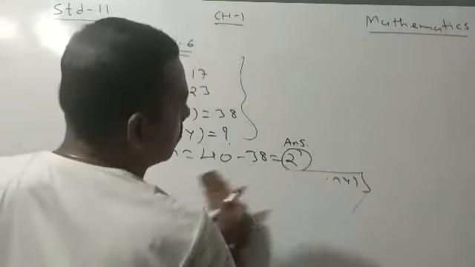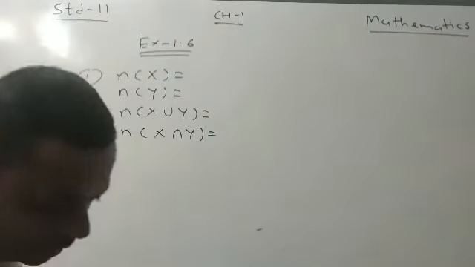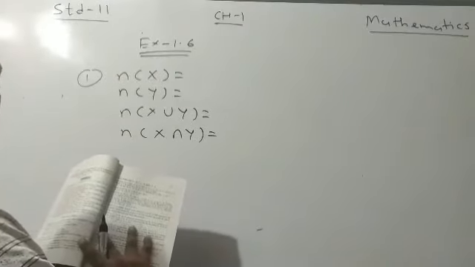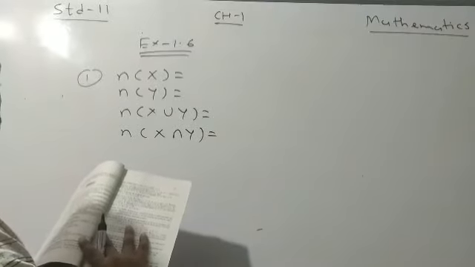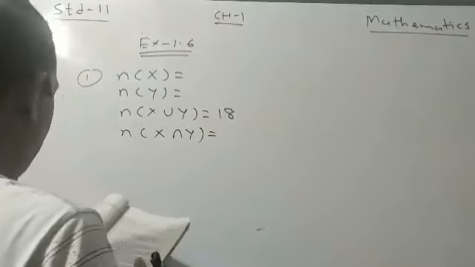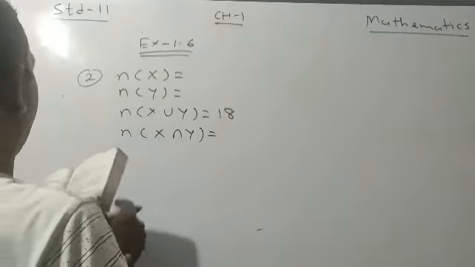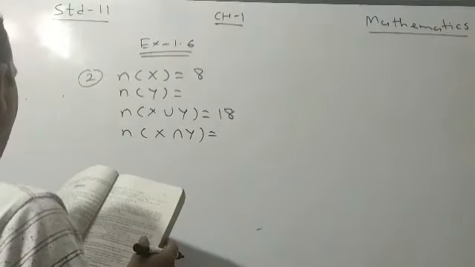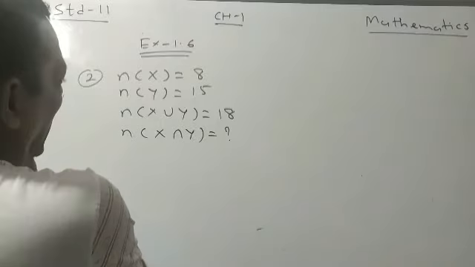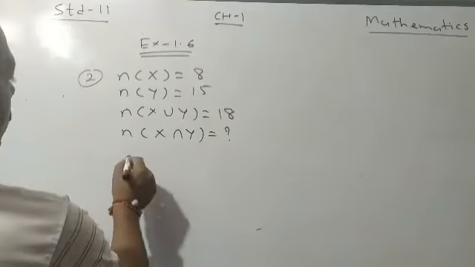Now the next question is almost the same. See, in the next question, the data is like this. X and y are two sets such that x union y has 18 elements. This is question number 2. Now x has 8 elements and y has 15 elements. And again the question is the same: find x intersection y. So is this clear how to solve this question? Only the formula is the same.